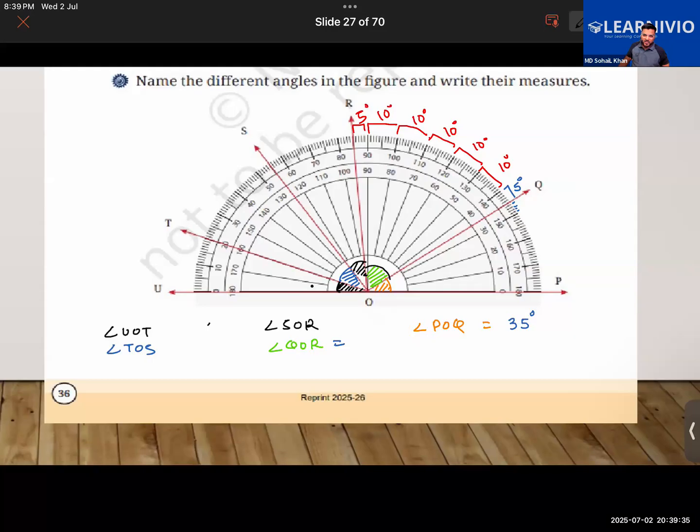Hold on. Am I audible or not? Yes, sir, you are. Oh, okay. I got this part disconnected from the other device. So that is going to be how much? 60 degree.